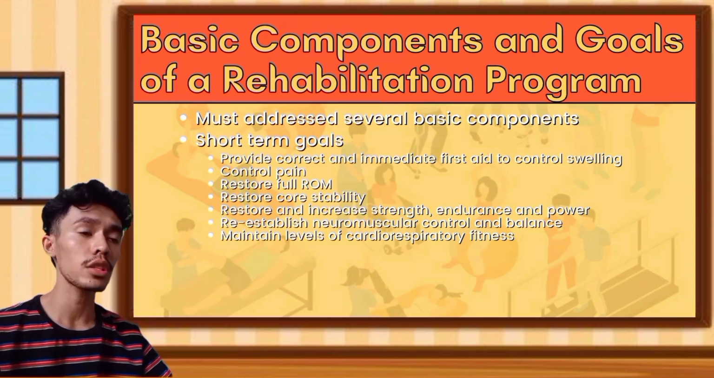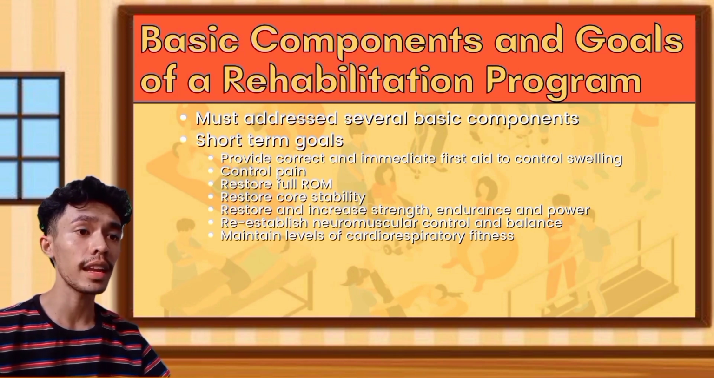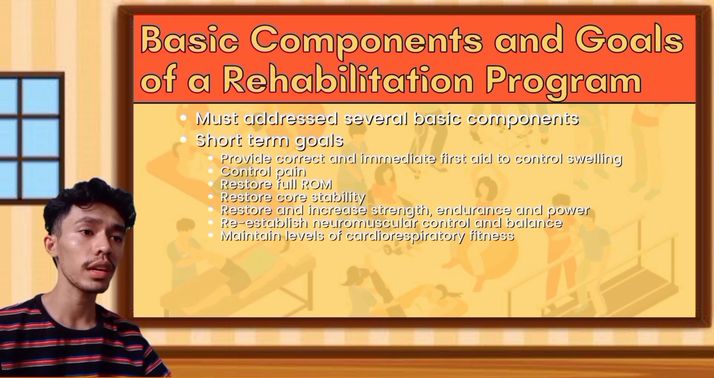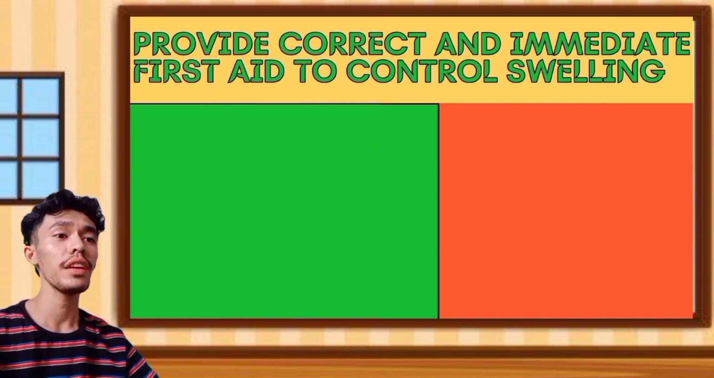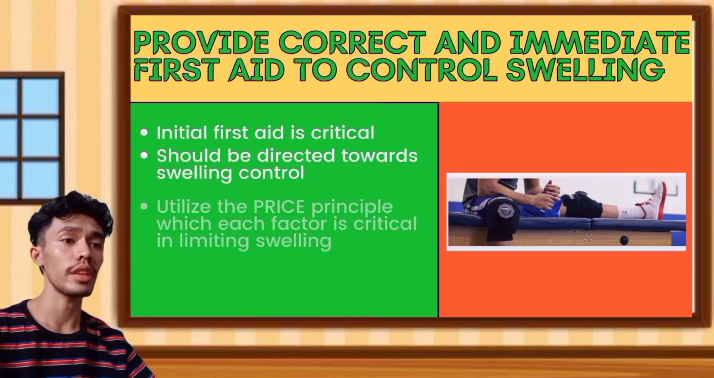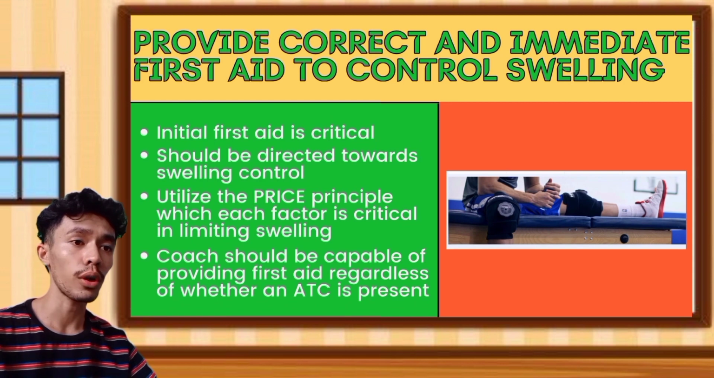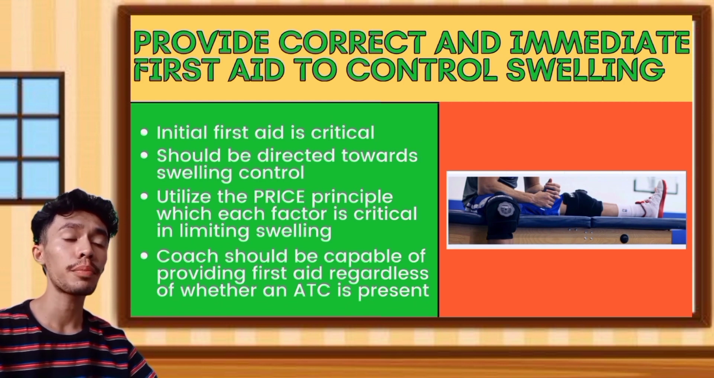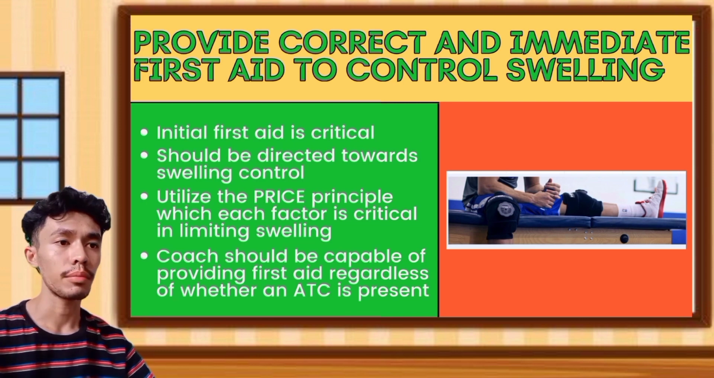Re-establish neuromuscular control and balance, and of course maintain levels of cardiovascular fitness. So next is the long-term goal, return to play. Now let's proceed to providing first aid and controlling swelling. Initial first aid is critical and should be directed towards swelling control, utilizing the PRICE principle.